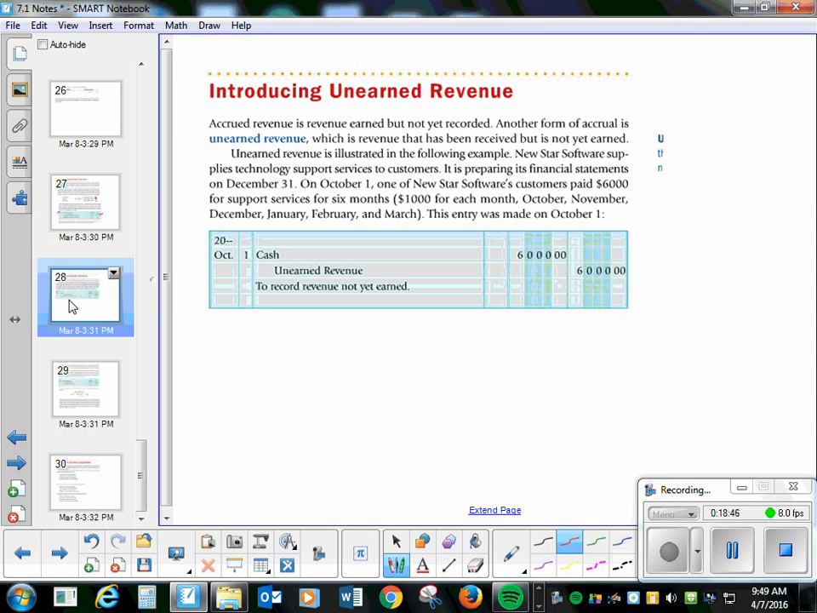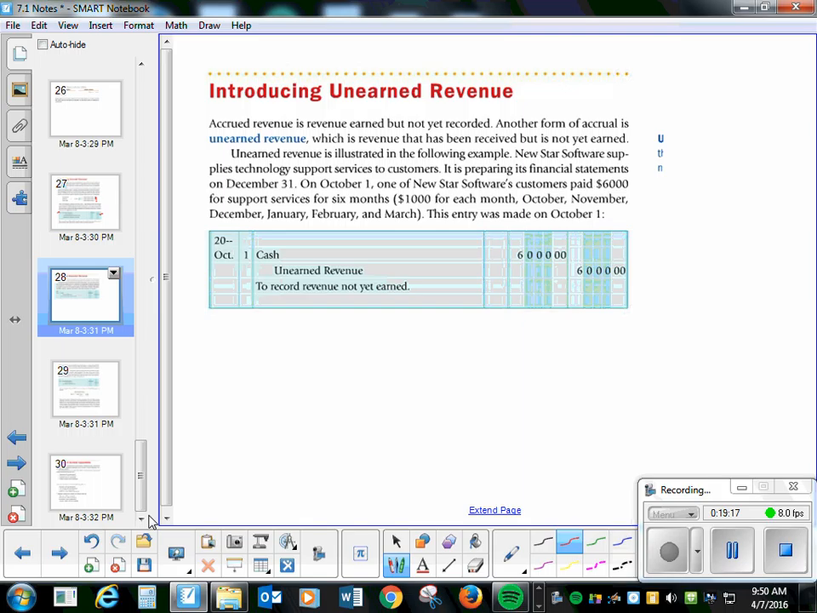Okay, we also have unearned revenue. Accrued revenue is revenue earned but not yet recorded. Another form of accrual is unearned revenue, which is revenue that has been received but not yet earned. Unearned revenue is illustrated. New Star Software supplies technology support services to customers. It is preparing its financial statements on December 31st. On October 1st, one New Star Software customer paid $6,000 for support services for 6 months, $1,000 for each month.